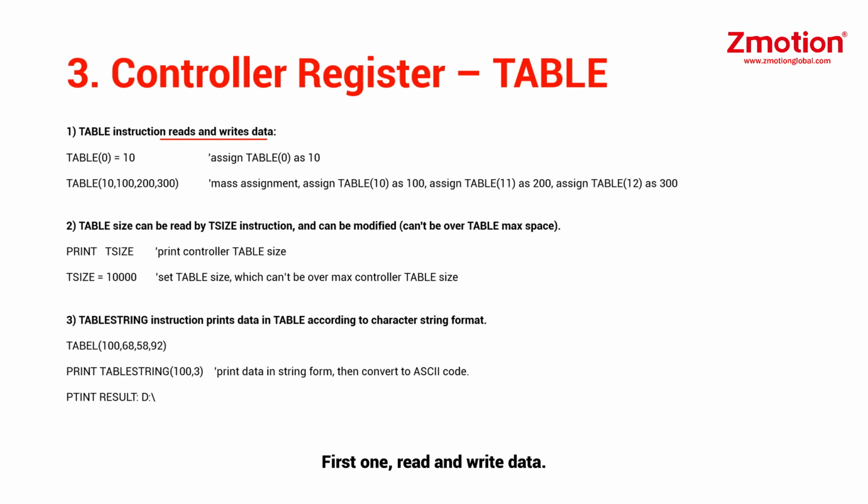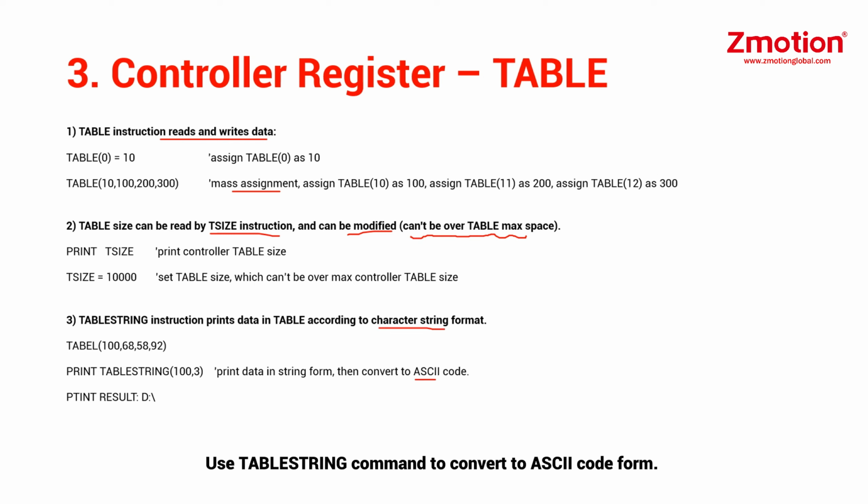First one, read and write data. It can assign one data or data in bulk. Second one, read and modify table space. Please use the TS command. Third one, print character format. Use the table string command to convert to ASCII code form.